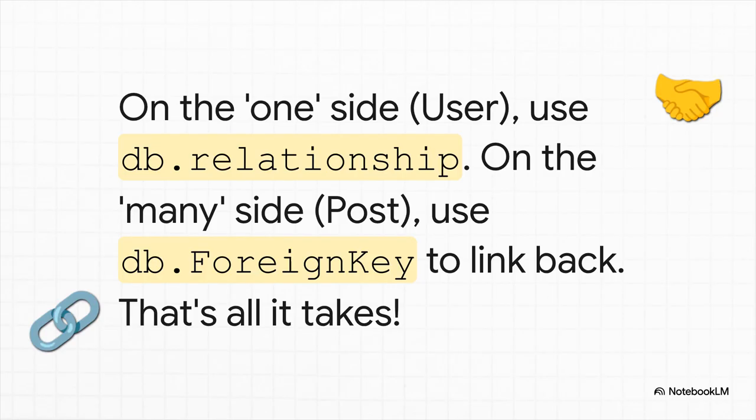In our user model, which is the one side of the relationship, we just add a db.relationship field. This creates a kind of magic attribute, like user.posts, that will automatically contain a list of that user's post objects. Then, over in the post model, the many side, we add a db.ForeignKey to link it back to the user's ID. These two lines are all it takes.